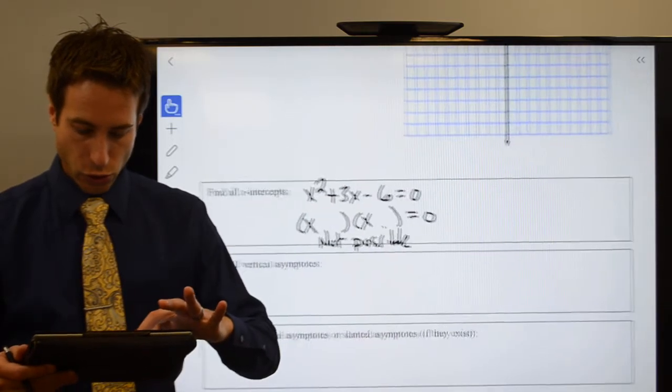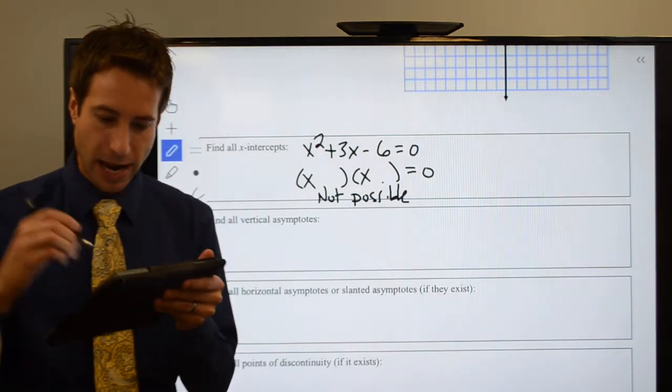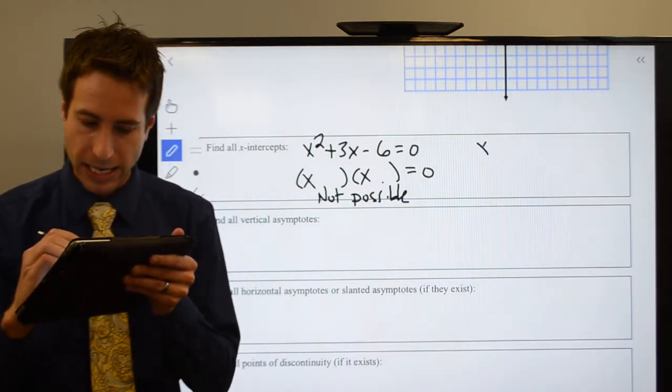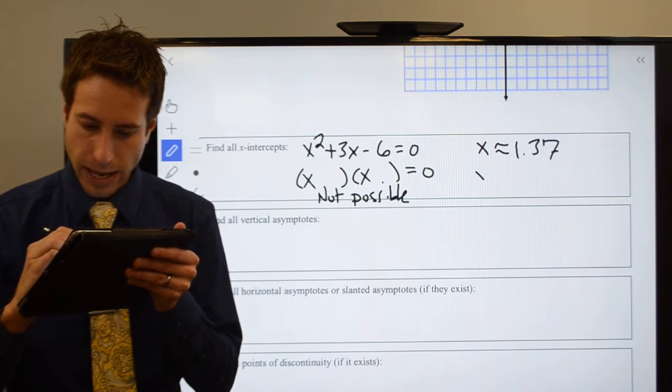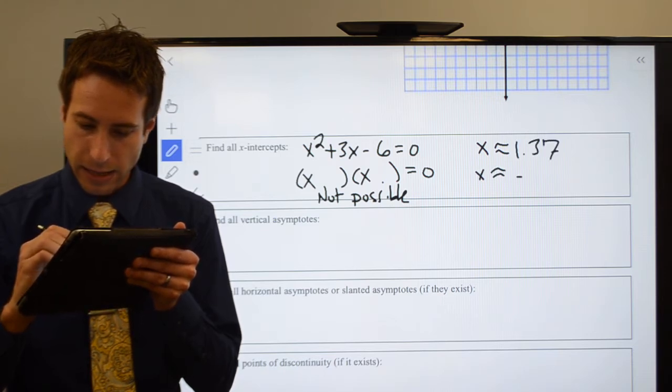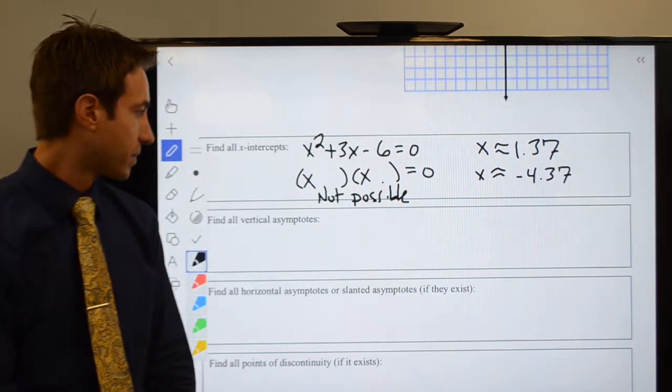And x-intercepts. I just wrote them down at the bottom. You can just copy them in here. X is approximately 1.37. And x is approximately negative 4.37. All right, no problem.